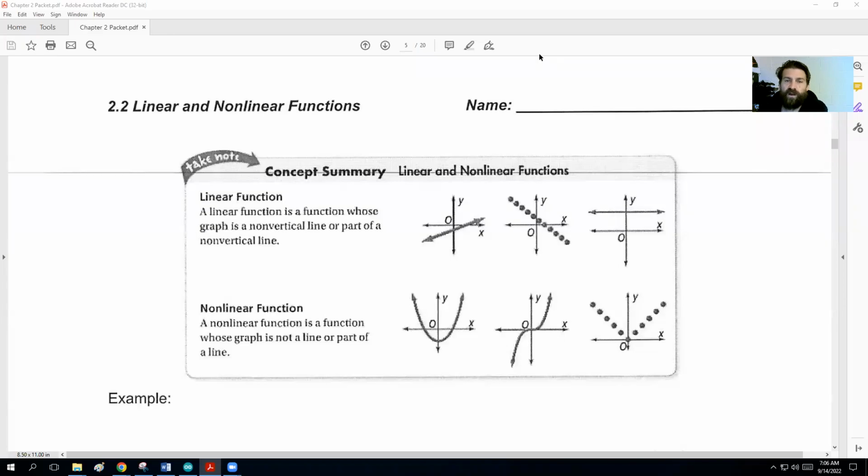Hey guys, Mr. Riz here to help you out on the next section in Algebra 2. So in 2.2, we're looking at linear and nonlinear functions.